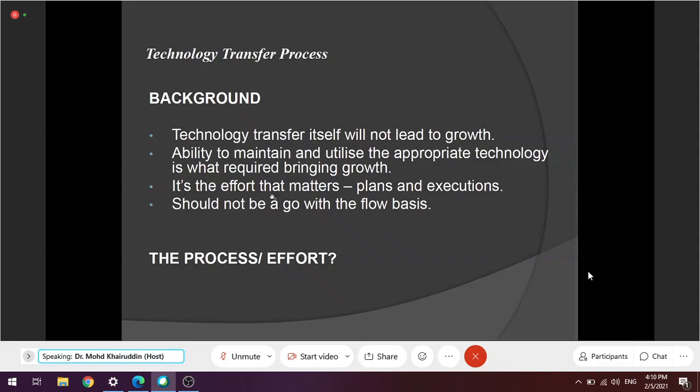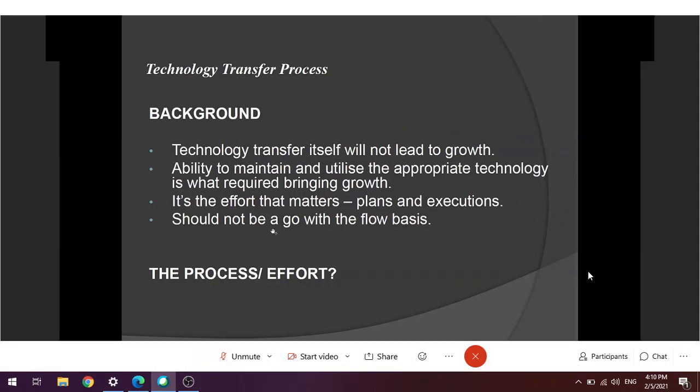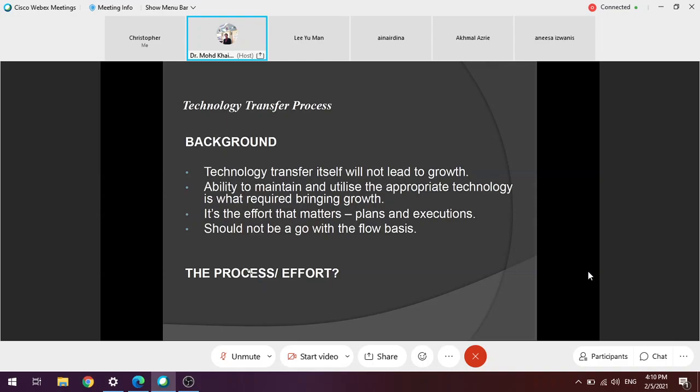And then it is the effort that matters, the plans and execution. This is the most important part of technology transfer. It should not be go-with-the-flow. This is not a generalized case, different technology, different cases. So it should not be on a go-with-the-flow basis. So these are some of the backgrounds of technology transfer.